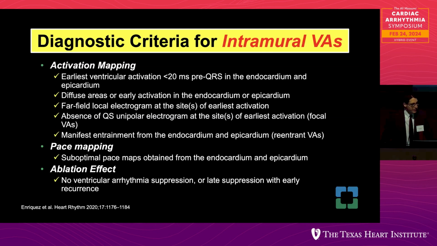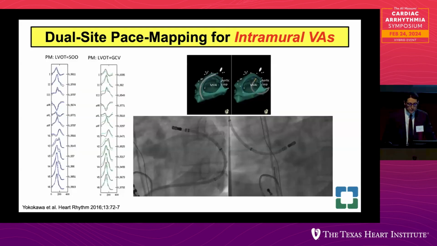And of course, the easiest is to ablate at the earliest area, and if you have no effect, such as a late termination effect or a shift in the QRS axis, then you can definitely suspect that you're dealing with something intramural.